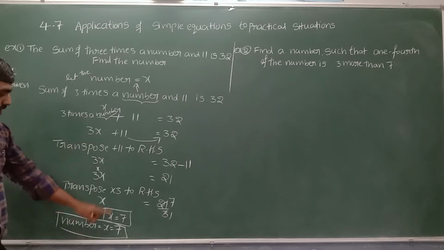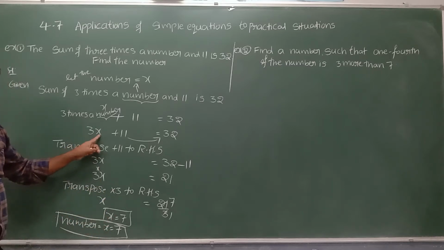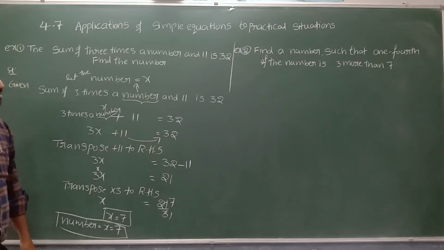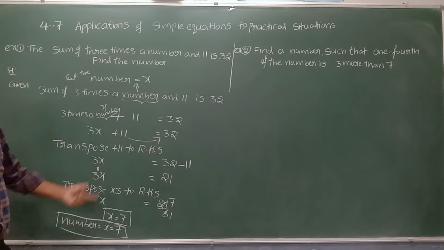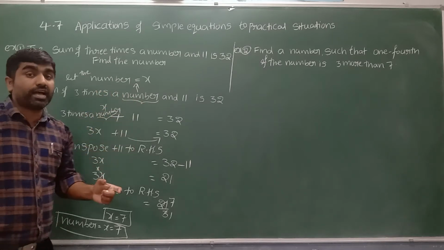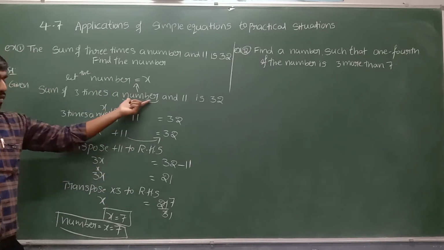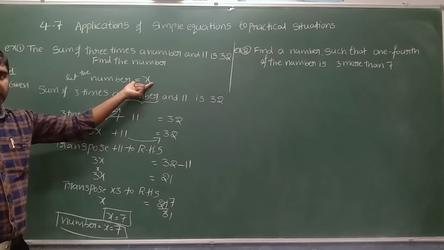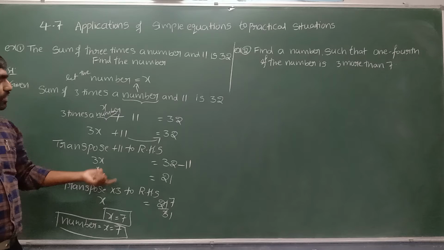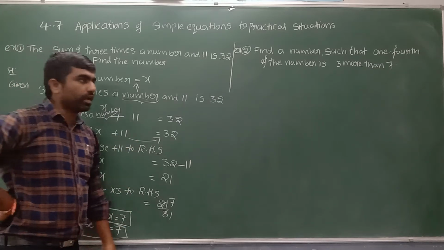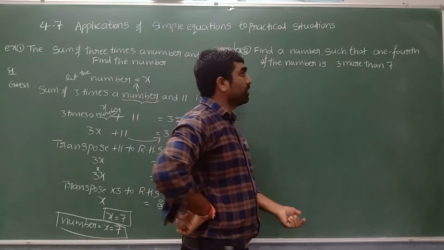In the place of x, you can write 7. 3 into 7 is 21, 21 plus 11 is 32, and 32 equals 32, both are equal. Hope it is clear. Just we can analyze the situation. First, our primary task is to identify the unknown value, and that unknown value we can express with the help of an alphabet or variable. From there, you can form one simple equation. Then you can solve it by using any one method.